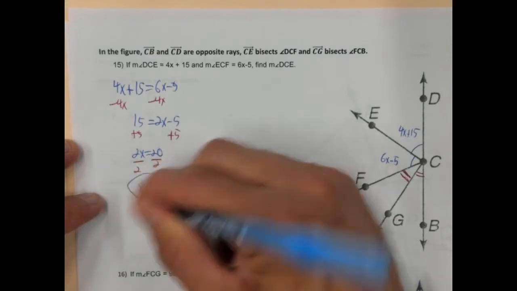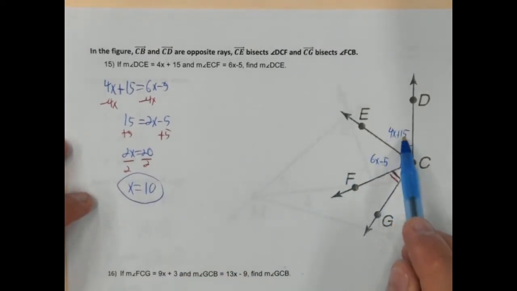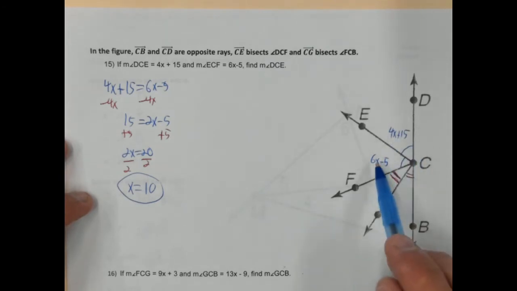Yeah, we'll go 10. Sounds good. Let's just check that, see if that works. So 4 times 10 is 40. 40 plus 15 is 55. That works. 6 times 10 is 60. 60 minus 5 is 55. So yeah, they're the same. That worked. Cool. All right, and the last one.